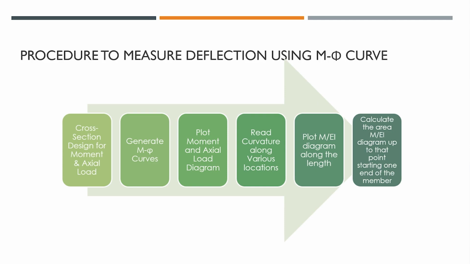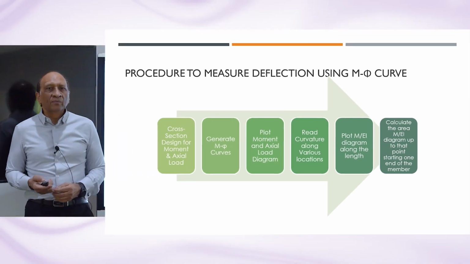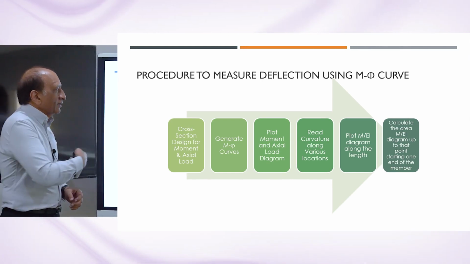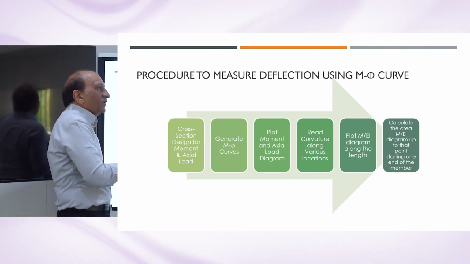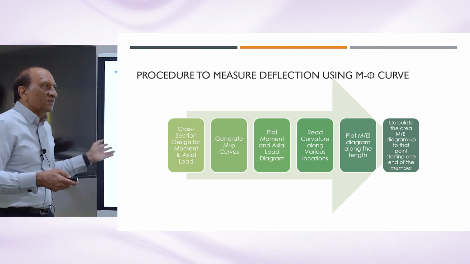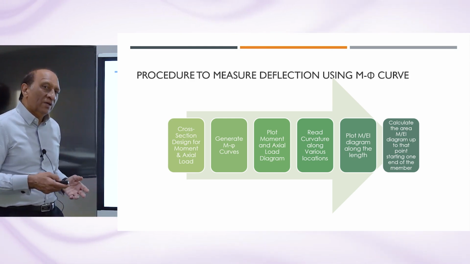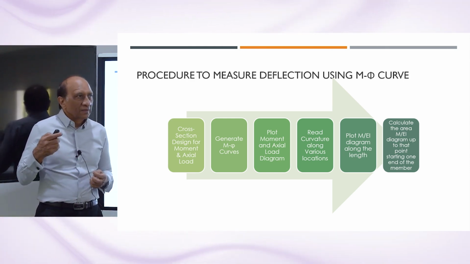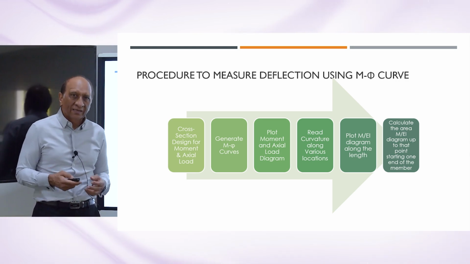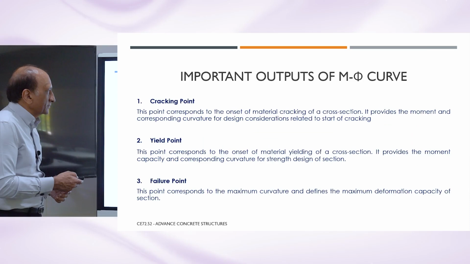use the cross section and axial load, generate the moment curvature curve, plot the moment and axial load diagram, read the curvature at various locations, and so on. So we read that and calculate the M over EI, and then integrate over the length, because moment will be varying, curvature will be varying, so the stiffness will be varying. A single value cannot be used. Normally, in the traditional deflection calculation, we assume the same value of stiffness through the entire length, which is not the case in real deformation.